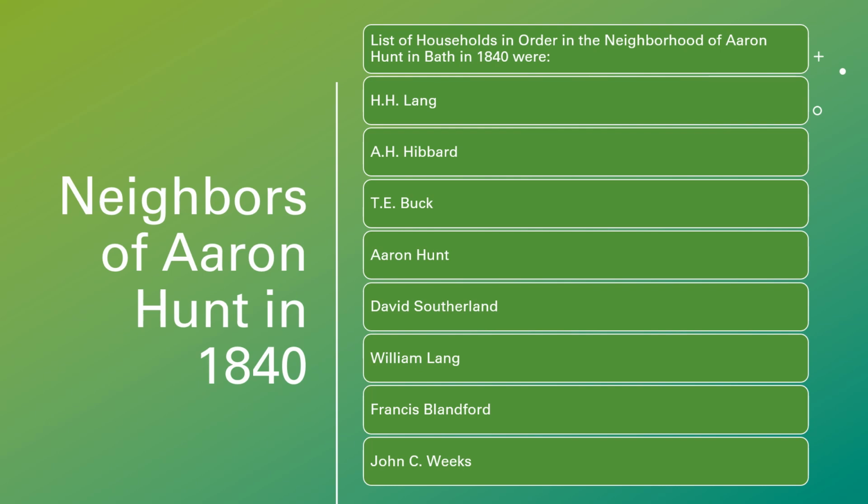So here are the households in order that surround Aaron Hunt. You can see that Timothy Buck is just before him and David Sutherland is just after him. We can locate all of the houses of the households shown here except for Francis Blandford. Francis Blandford, according to Grafton County deed records, never owned land in Bath and was likely a tenant. And you'll also see that some of these landowners owned multiple houses, so it's quite possible that Francis Blandford was a tenant of one of these other homeowners.